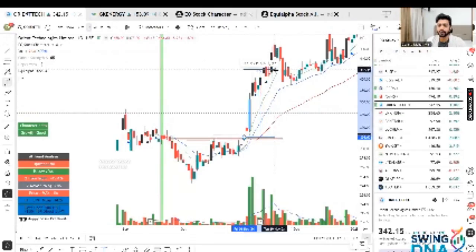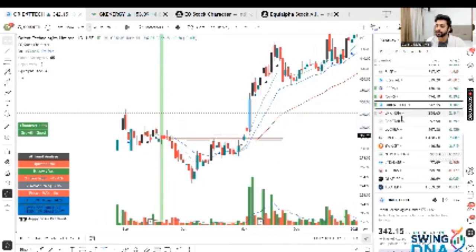This is what cleanliness means. In a matter of 3 days, you are 34% up. Your swing is done. A 34, 40, 50% swing is done. These are clean moves, okay? This is what we want.